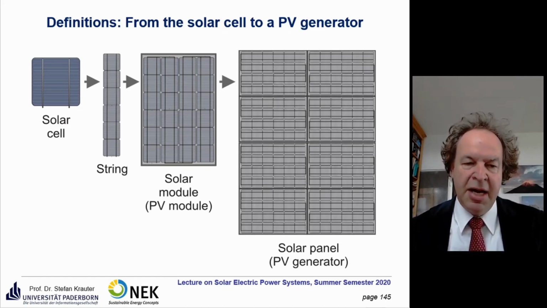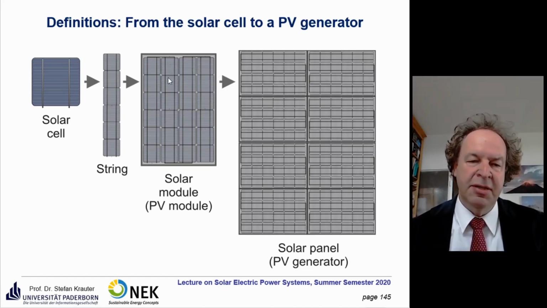So these strings are interconnected to a so-called solar matrix, and this matrix is encapsulated within a solar module. And formerly they had about 50 watts, and then the power increased to 100 watts and 200 watts, and nowadays 300 to 400 watt is the standard.